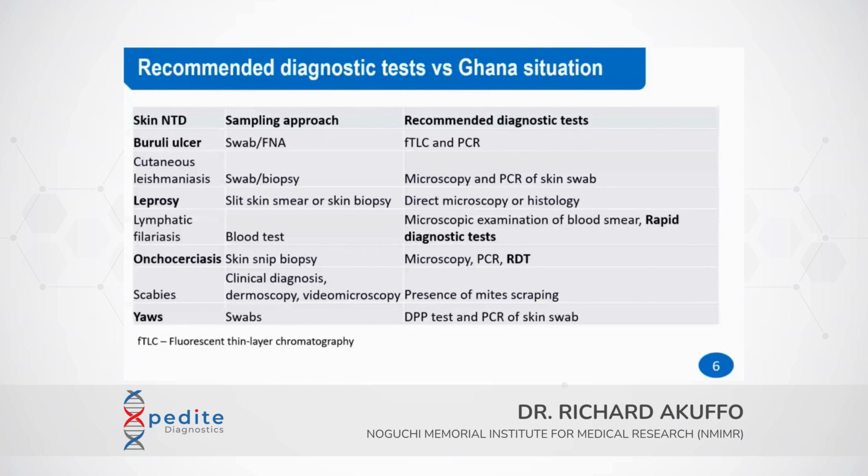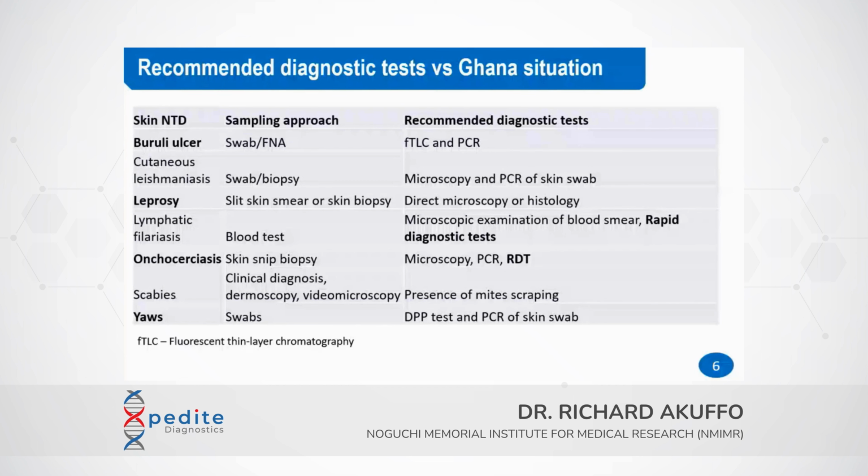For leprosy, the slit skin smear or skin biopsy is what is recommended. Microscopy is what is being done largely. There are efforts to look at PCR or histology, but there are specialized facilities doing the slit skin smear in Ghana, and they are identified, but it's not across the country. So they have identified facilities for that.